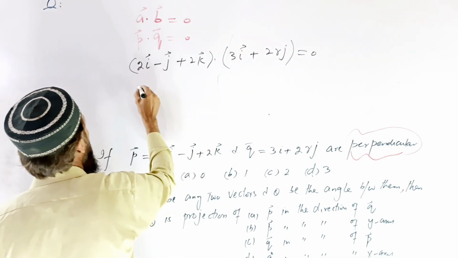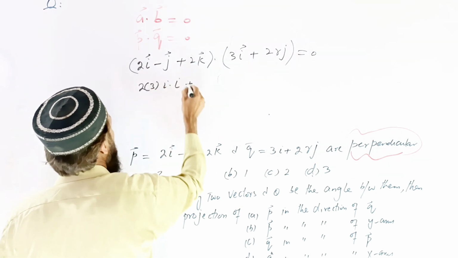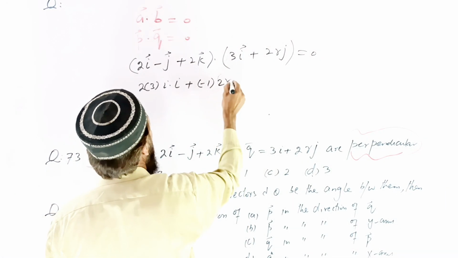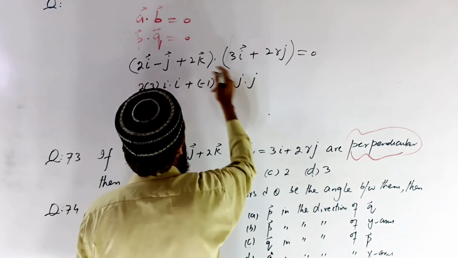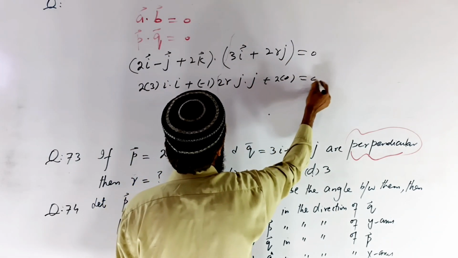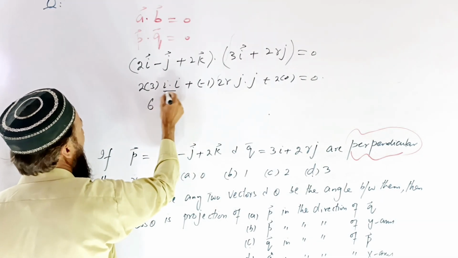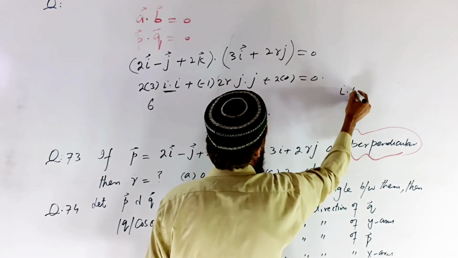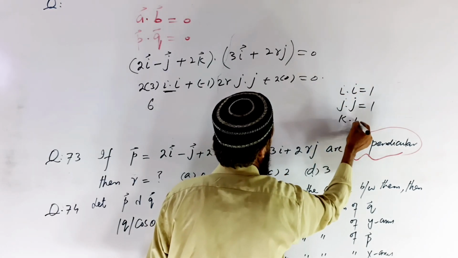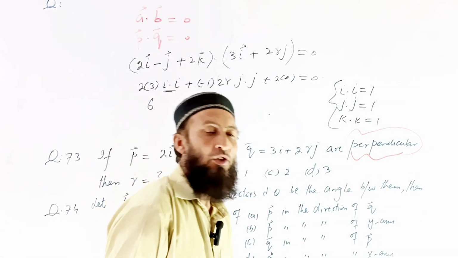2 multiplied by 3, we get 2 into 3, 2 dot 3 and i dot i. And here plus, we get here minus 1 and minus 1 multiplied by 2r and j dot j. And k is absent, so that result is equal to 2 and dot 0 is equal to 0. Here we get 6 and i dot i, as we know that i dot i is equal to 1 and j dot j is equal to 1 and k dot k is equal to 1. All these properties we have discussed in the previous video.